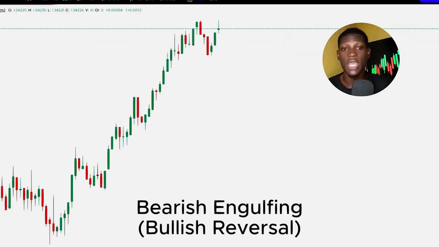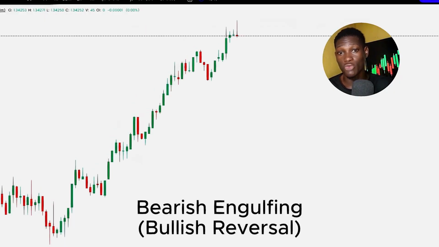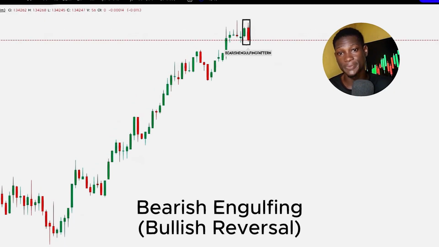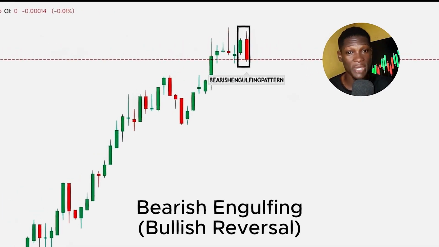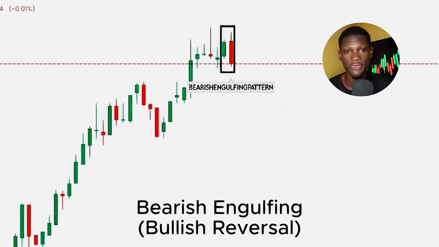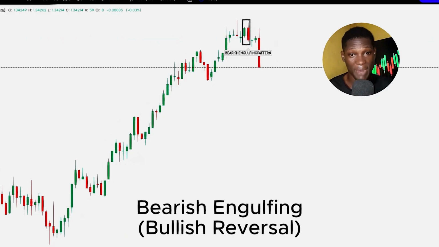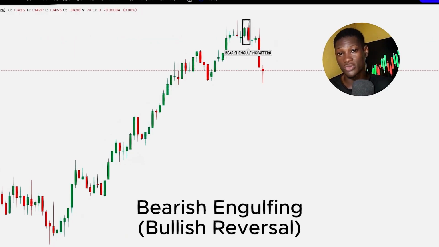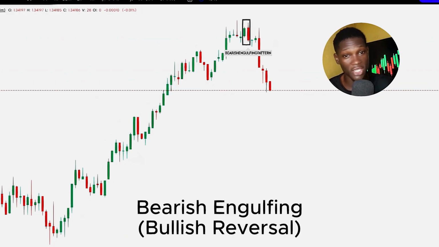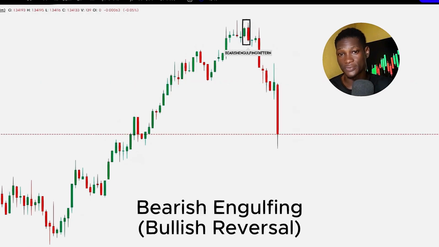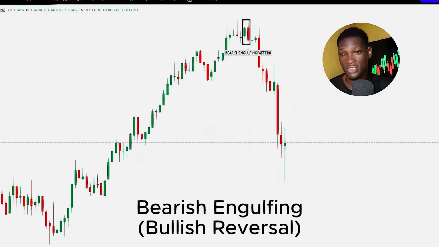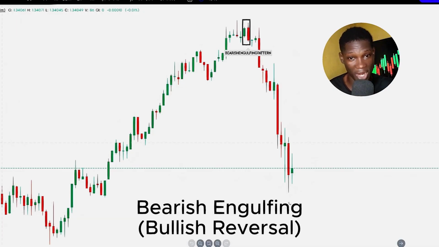With the bearish engulfing, on the other hand, in a bullish trend, when you see a small green candle and the next candle is a big red candle completely engulfing the previous green candle, it's a strong sign of a momentum shift. The buyers were in control, but now the sellers step in, taking full control. It's a strong sell signal, suggesting that the current bullish trend is likely to reverse.